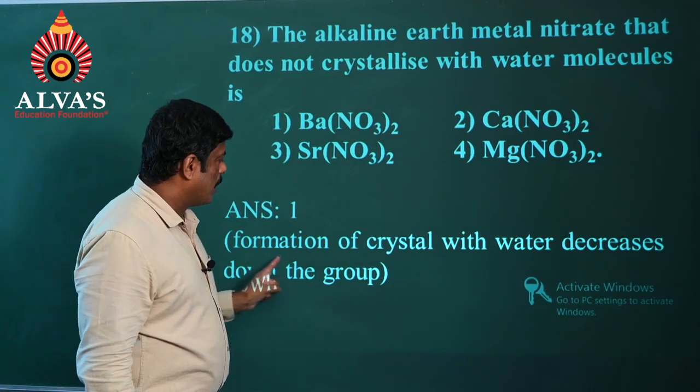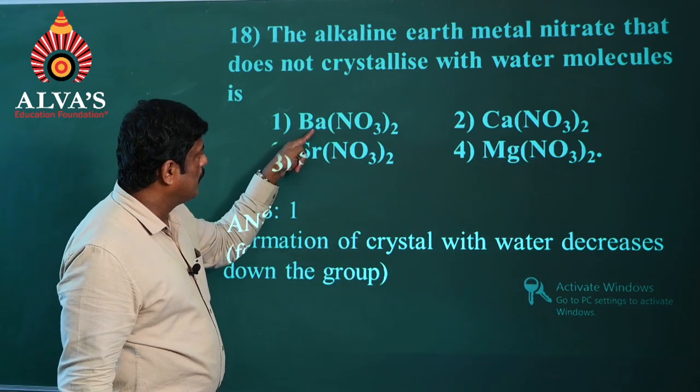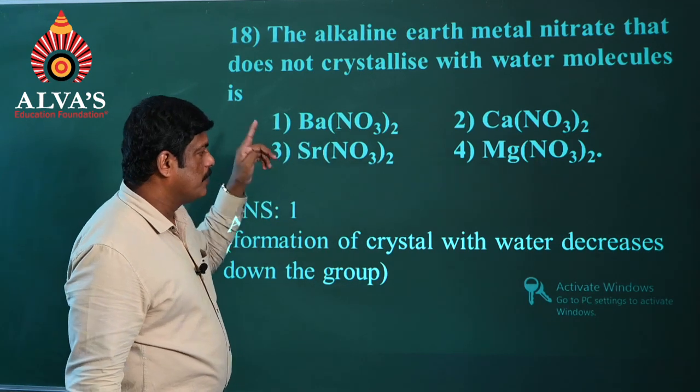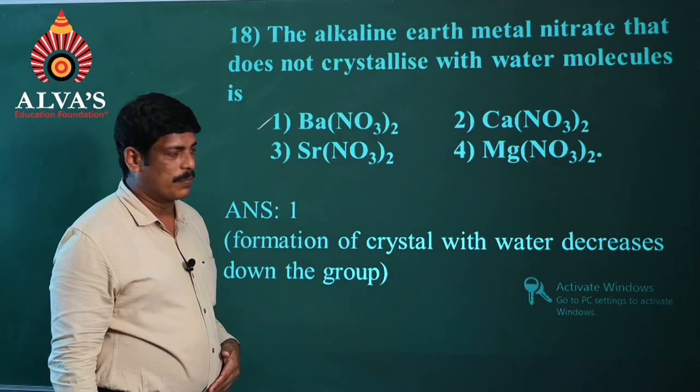We know that the formation of crystals with water decreases down the group. Barium comes at the bottom, hence barium nitrate does not form crystals easily with water. Hence the option must be the first option.